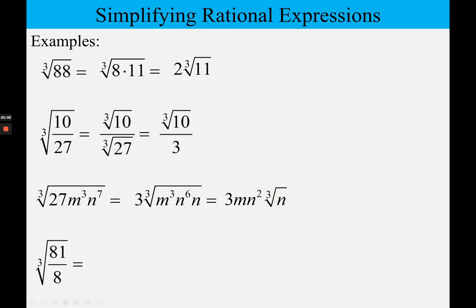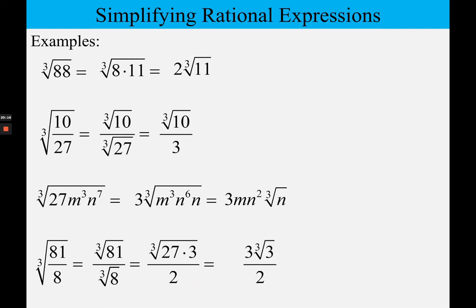Here you have cube root of 81 over cube root of 8. 81 is factored into 27 times 3. Cube root of 8 is 2. Cube root of 27 is 3. Cube root of 3 is left unchanged.